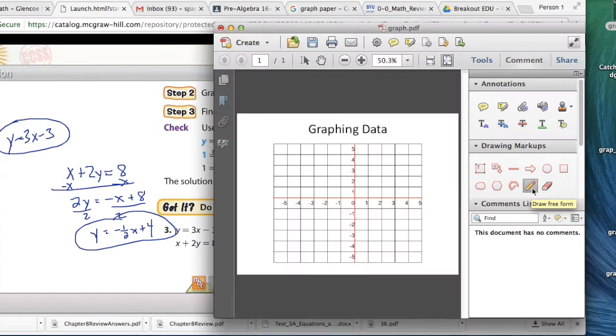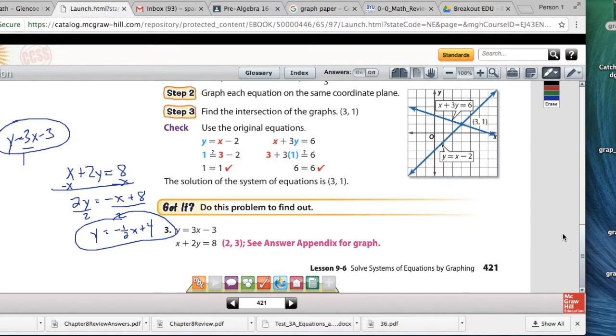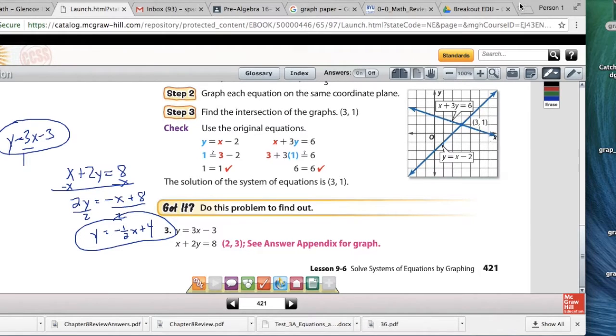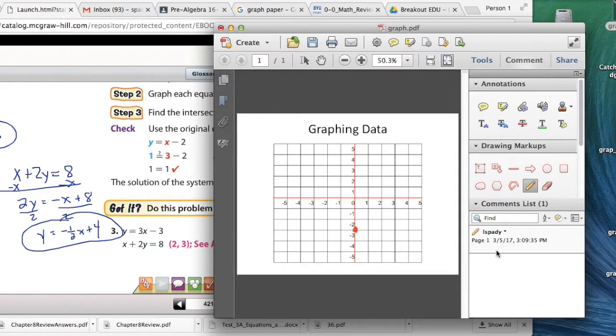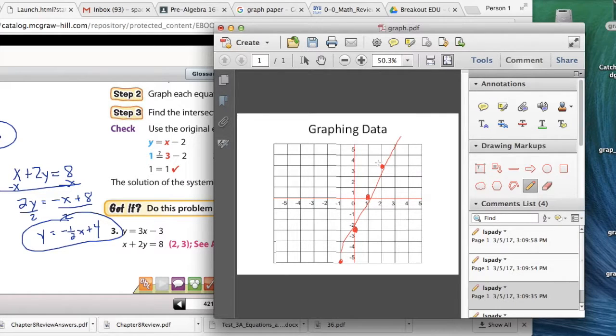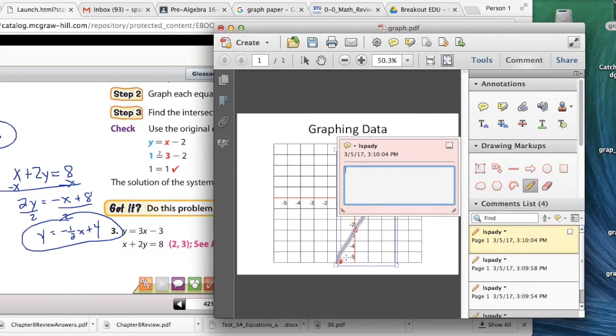To graph y equals 3x minus 3 on a coordinate plane, I'm going to start by going down 3 on the y-axis and putting a dot there. The slope is 3, and so I'm going to go up 3 over 1 to put my next point there. So up 3 over 1, put a dot, up 3 over 1, put a dot. I could also go down 3 and to the left 1 to put a dot. And so that's my line right there. And again, if you have a straight edge, that's going to really be helpful because otherwise you can't find that exact position where they cross.